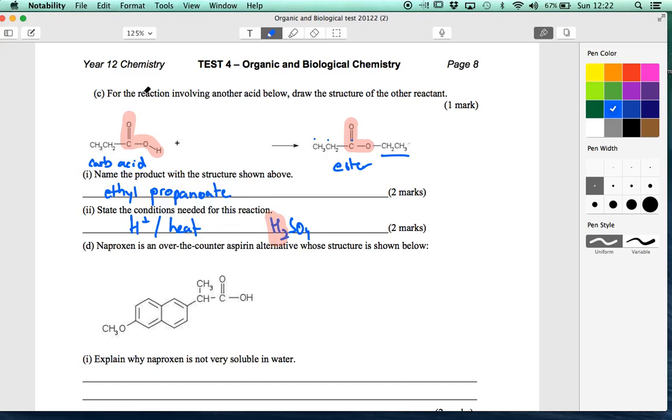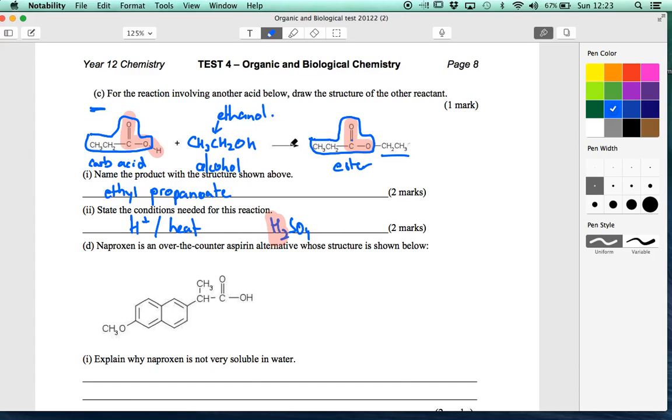It said for the reaction, I've missed part C, I apologise. It says for the reaction involving another acid below, draw the structure of the other reactant. Well, again, we've got a carboxylic acid going to an ester. What do we need in order for that to form? A carboxylic acid and an alcohol form the ester. If you look at it, we already have our carboxylic acid part here. So what's left over? C2, CH3, but it's got to be an alcohol. So it's just going to look like this: CH3CH2OH, which we all know to be ethanol.